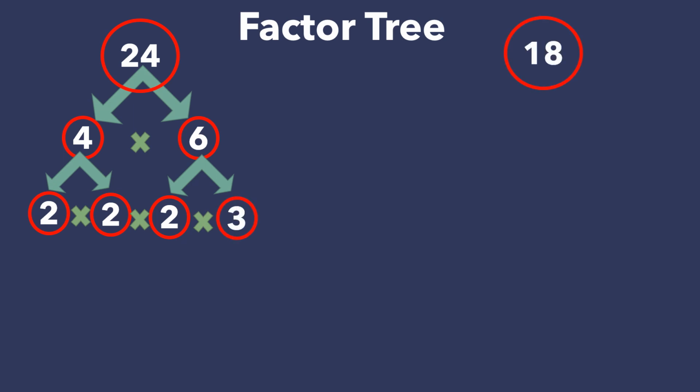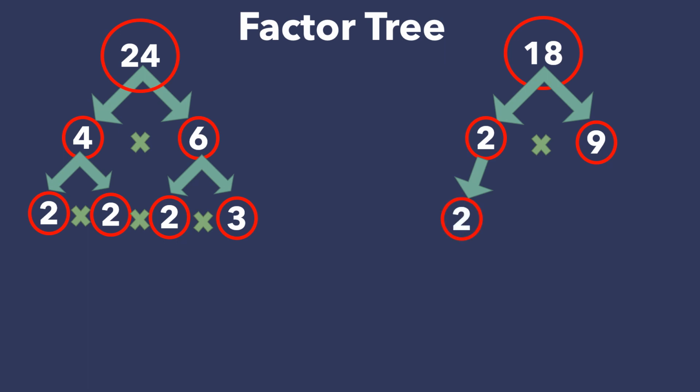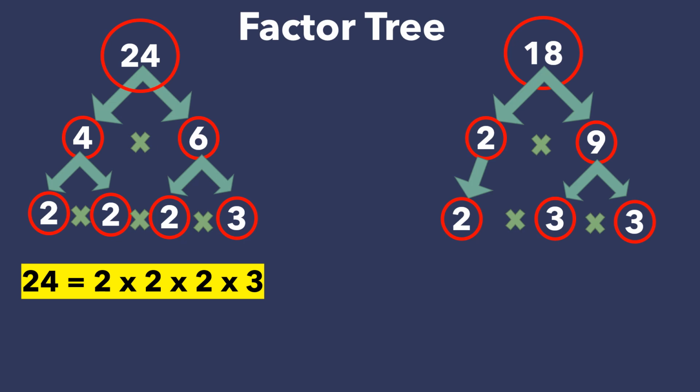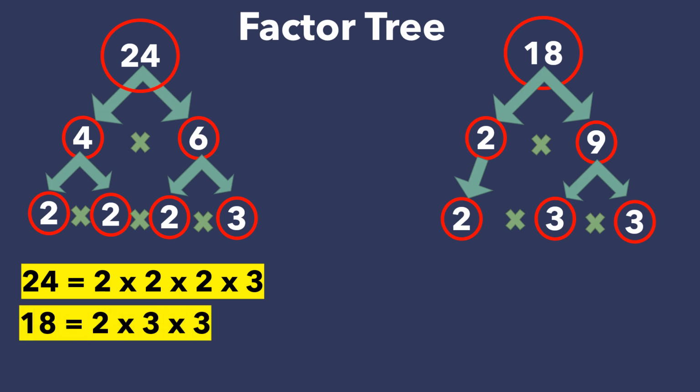How about 18? So by factoring out 18, we have 2 times 9. And then bring down 2 because it's already prime. By factoring out 9, we have 3 times 3. Okay, so let us list down all the prime factorization of 24, which is 24 equals 2 times 2 times 2 times 3. While in 18, we have 18 is equal to 2 times 3 times 3.